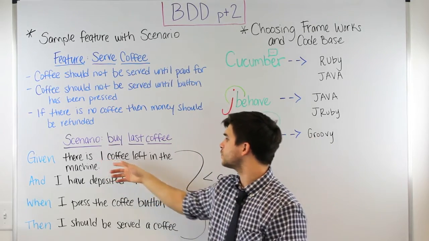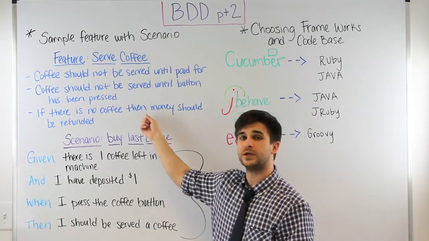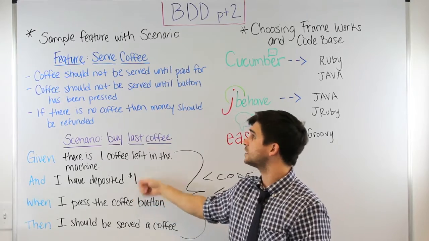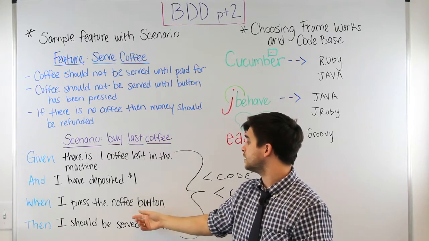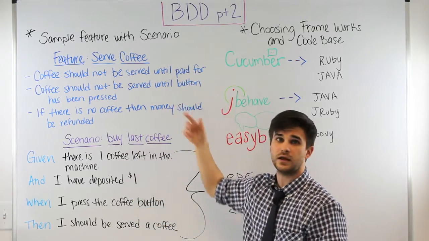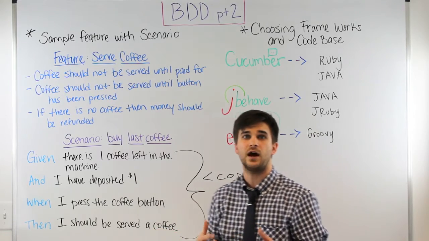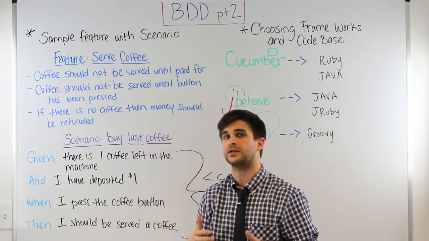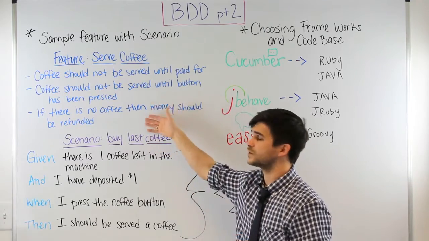You see that there is one coffee in the system, so nothing should be refunded. We see that we deposited it, so we paid for it. And also we see that when we press the coffee button here, that ultimately we do get that coffee. So the end product of that scenario really serves the feature that we were testing.